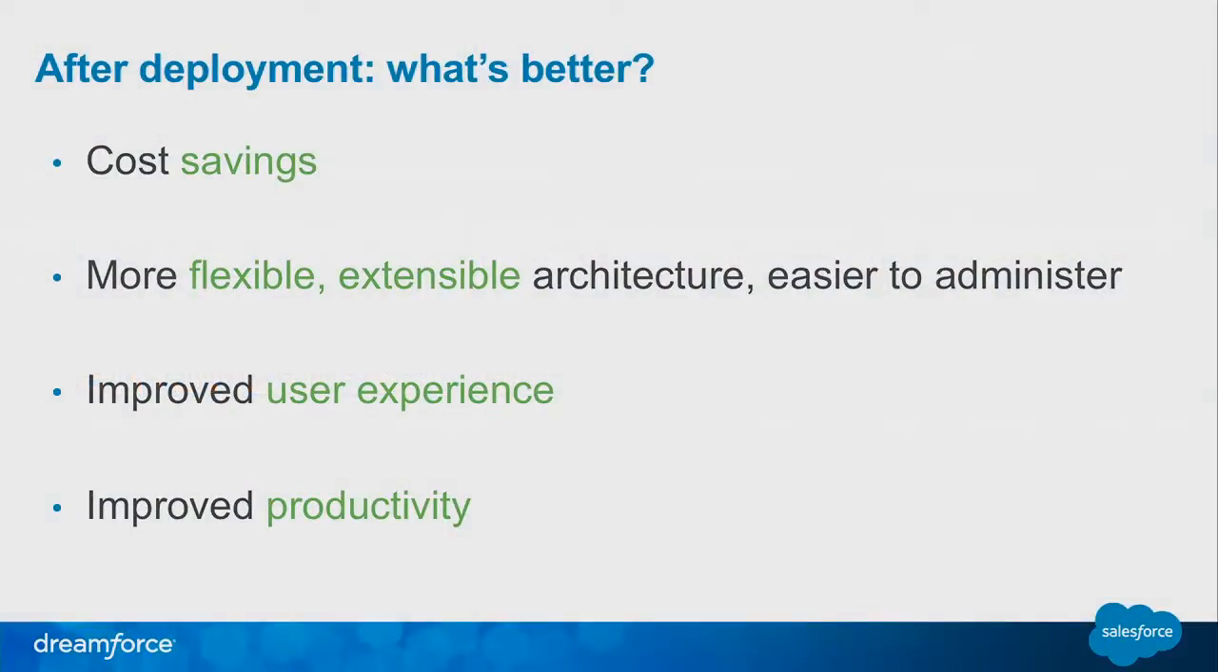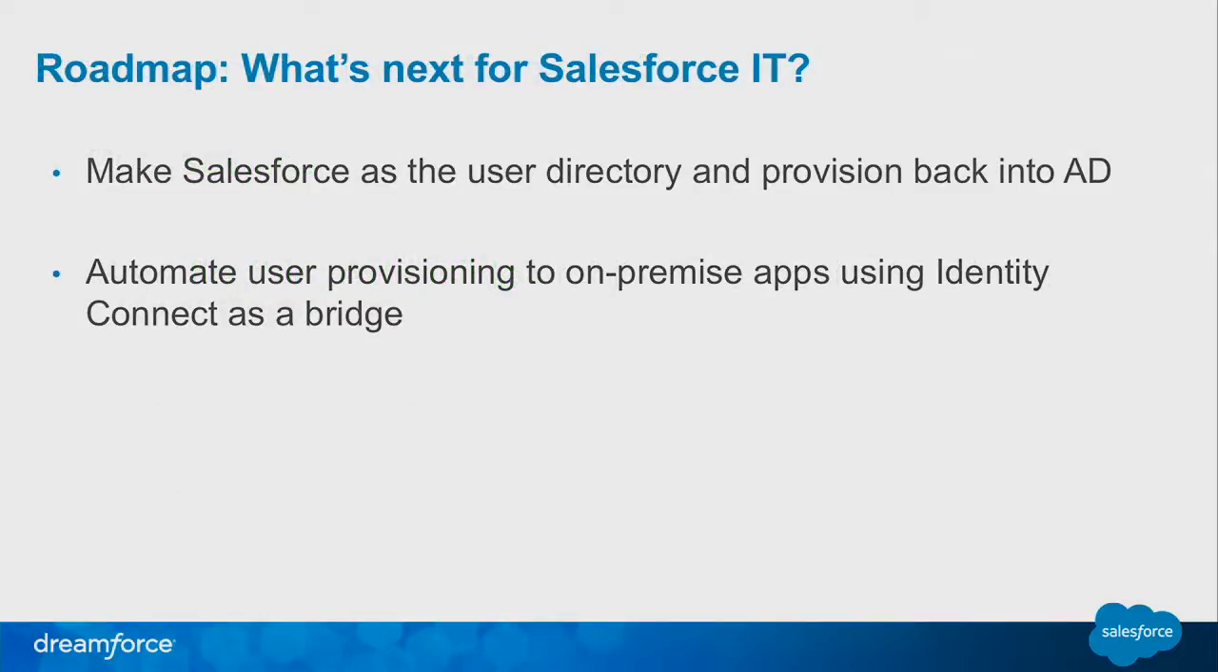There we go. Okay, so what's better? We saved a bunch of money by not using a third-party product. It's more flexible and extensible. It's easier to administer. It's a really nice, clean GUI. Improved user experience. Everybody can get access to all these apps much more easily. Improved productivity as a result of all of the above. So what's next? All right, here's some cool stuff.